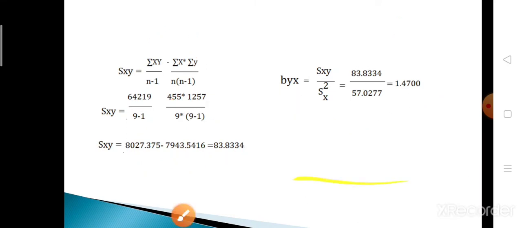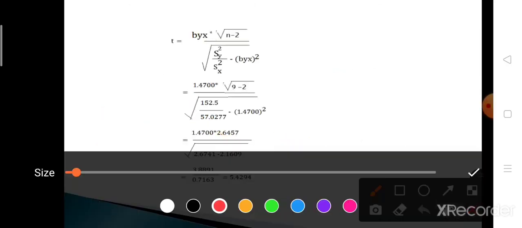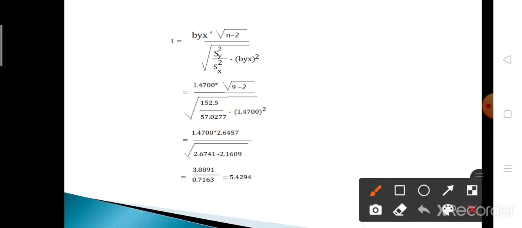Now the last, the test statistic. The formula is t equal to byx into square root of n minus 2, divided by square root of sy square divided by sx square, minus byx square. Just plug the values of byx, sx square, sy square and n in the formula. So byx is 1.4700 into n, which is 9.